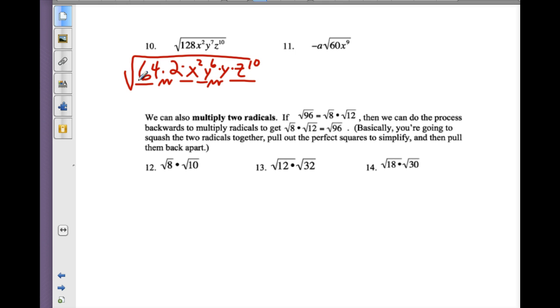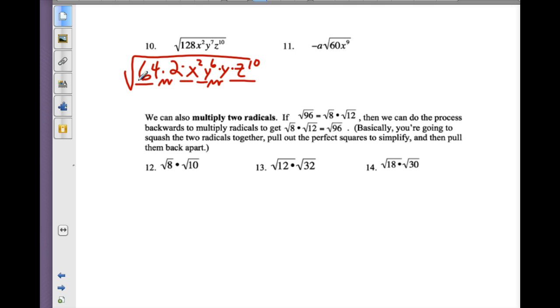Okay. I don't know what to do with our old friend Z. Here's my question. What's the square root of z to the 10th? Guys, what's the trick on finding the square root of variables with exponents? Divide the exponent by 2. Of course. So, final answer.